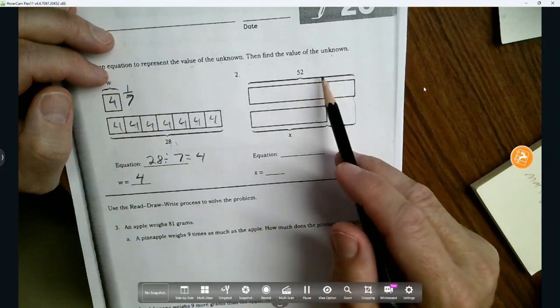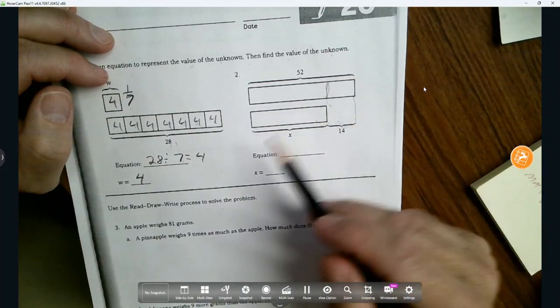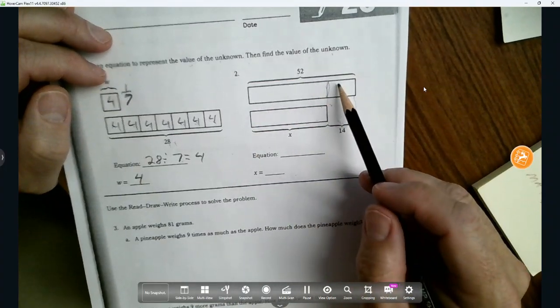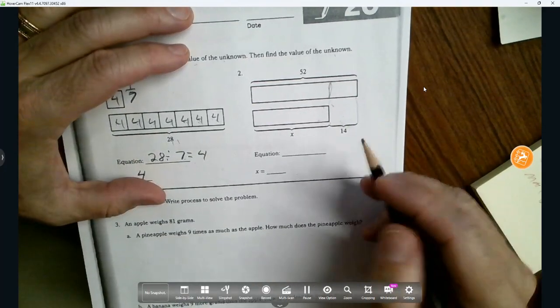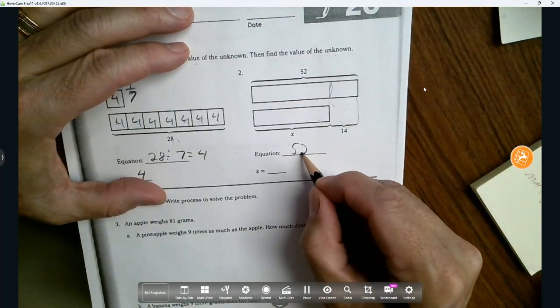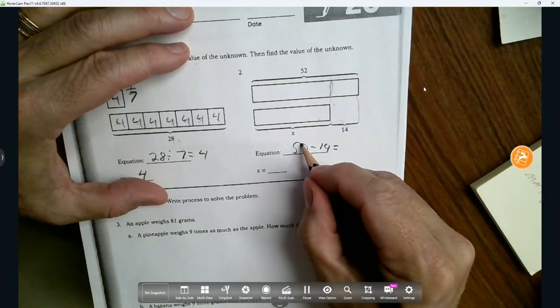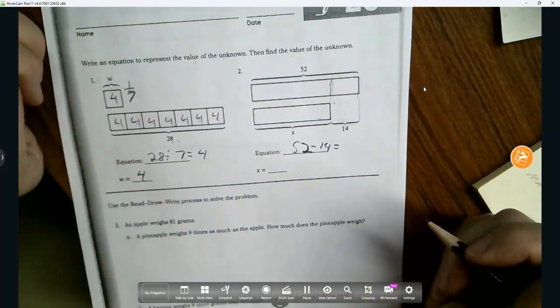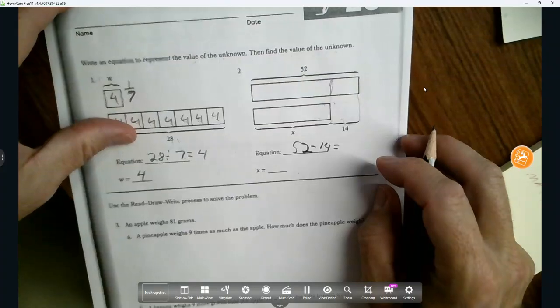Well, this whole thing is this, so I'm missing part. Part is gone. If this was a cookie and you ate part, you would have taken part away when you ate it. So if we take part away, we can find X. Okay, you guys can finish that one up. I'm not going to do that whole one for you. So find X, and write the answer there.